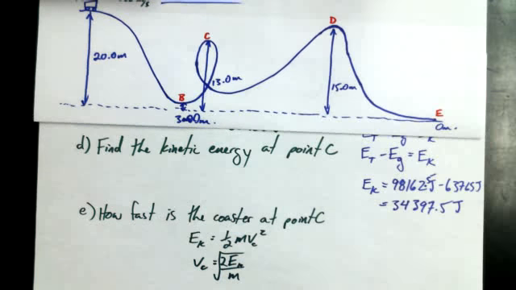Now, we've done it for one point. You can do it for all the points on the roller coaster. And if you want to, you have the values, you can go through. Do it with a friend. See if you get the answers the same as your friend. You can figure out what the velocity is at every point on this roller coaster.